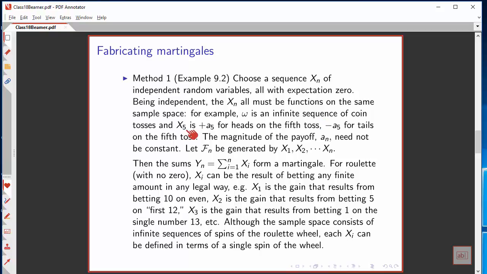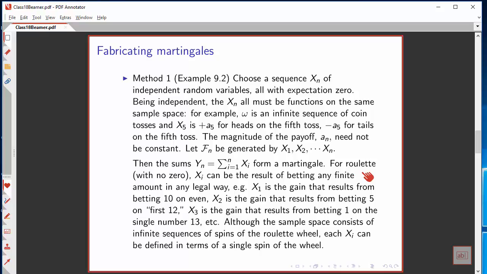the 5th of these random variables could be you win $5 if you flip heads on the 5th toss, you lose it if you flip tails. There's no requirement that the payoff has to be the same from day to day, and we can generate our filtration by the various random variables. How do I make a martingale out of this? I just take the sum of the values of the first n random variables.